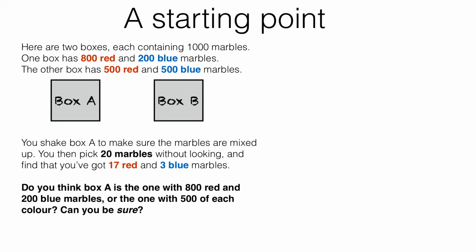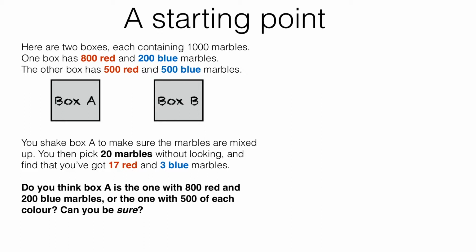We've got two boxes, box A and box B. Each one contains 1,000 marbles. Now, one of these boxes has got 800 red and 200 blue marbles, and the other box has 500 of each colour. We've got no idea which one is which though.